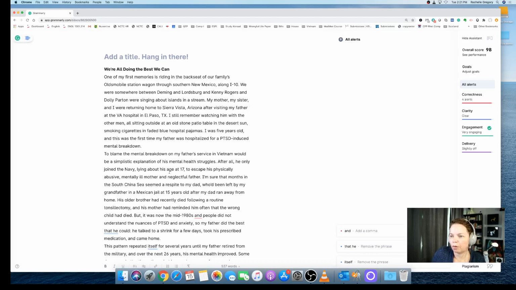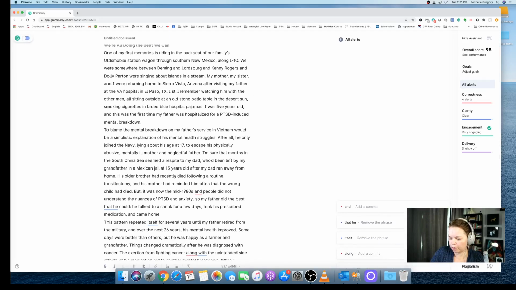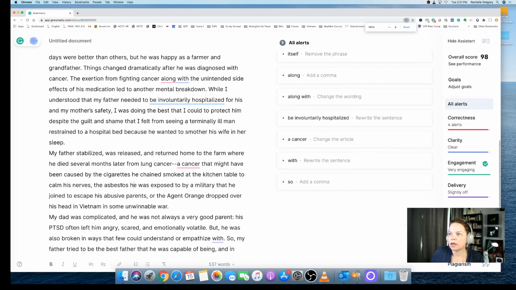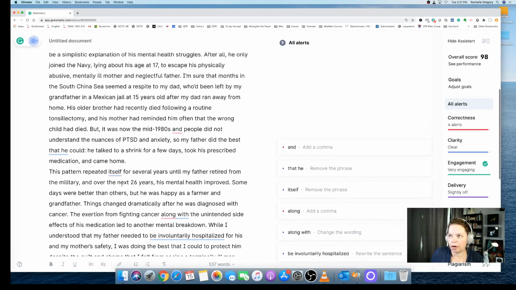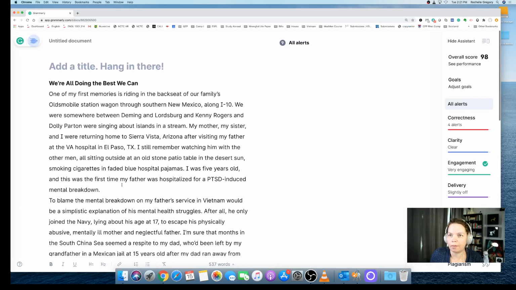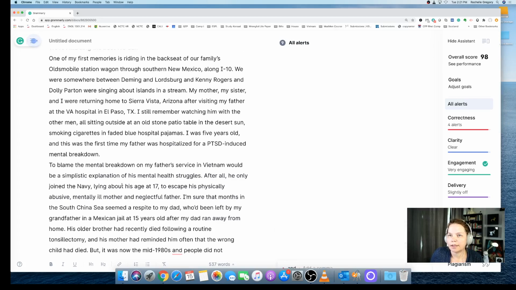So for example, you can look here on my paper. Let me zoom in for you just a little bit. So if you look on my paper here, there are 9 alerts that came up, right? And all I did was I went to Grammarly.com, I set up an account, I copied and pasted my paper from Word or from Google Docs into this account.